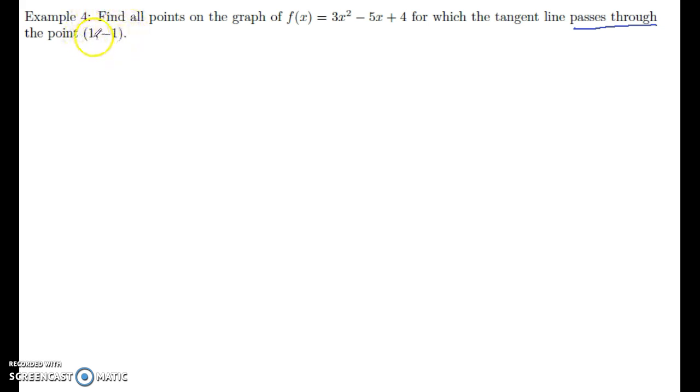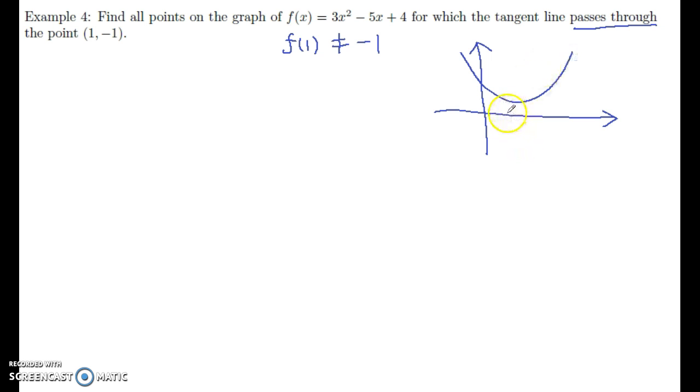And this point is not on the graph because f of 1, when you plug in 1, does not equal -1. So you might want to draw the graph with your calculator to find out what's going on. This is a parabola, and the point (1, -1) is right here. It's not on the graph, and we want to find the 2 points that the tangent line at these 2 points will pass through the point that we're interested in.